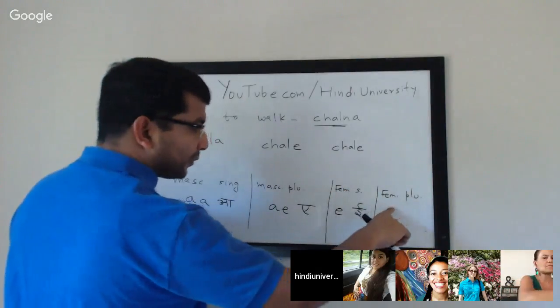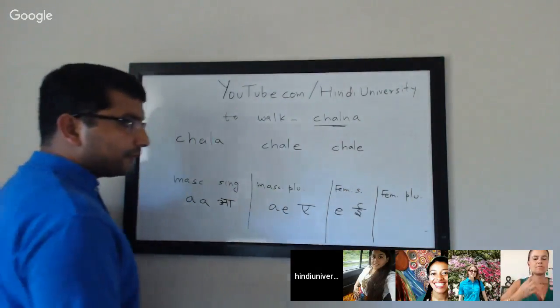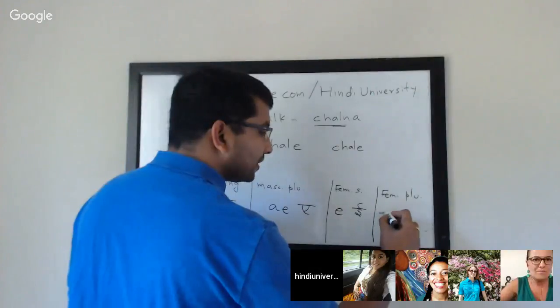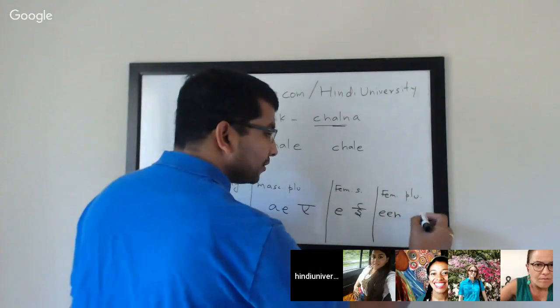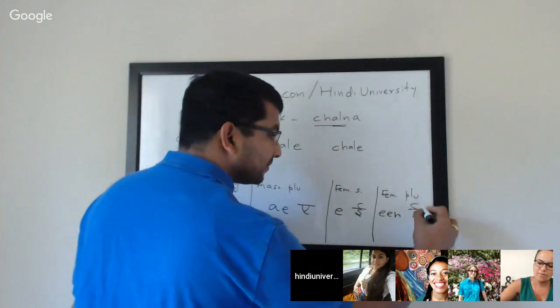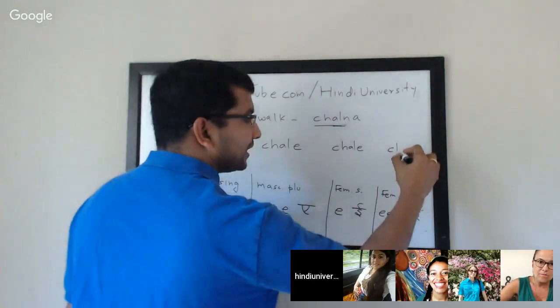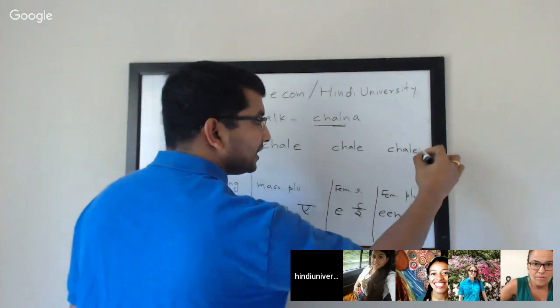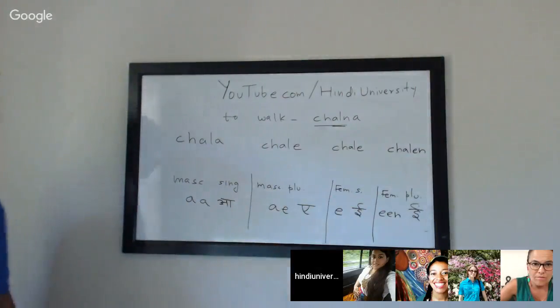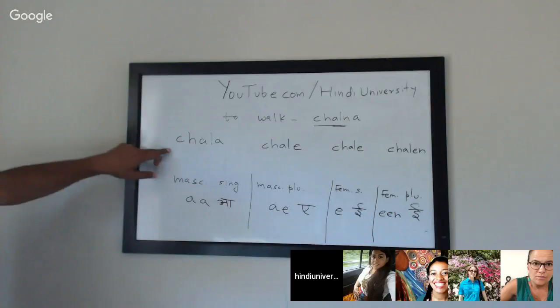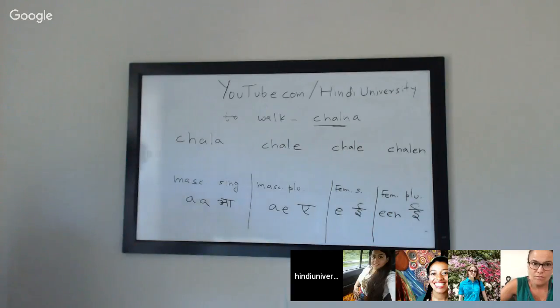And then last one, feminine plural. If all of you, a group of girls, are working together, you will put, there is a nasalized sound here. So it's ee, same thing, but there is a nasalized sound. So you will say chaleen, hum chaleen, or ve chaleen. I'll write it down in Devanagari also, so it is clear to all of you.